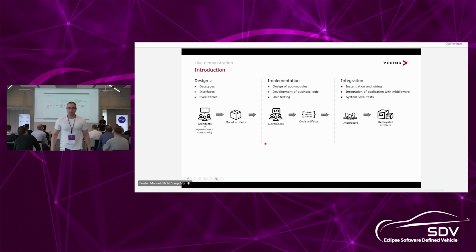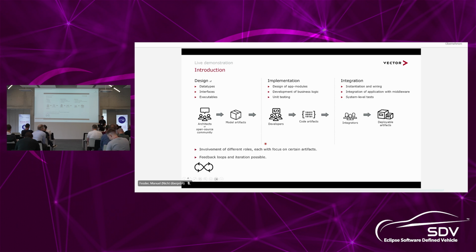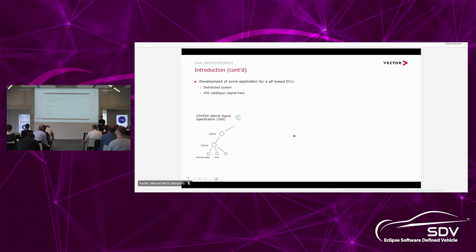That means instantiation of modules, wire them among each other, and then finally build them, deployable units, which allow then system level testing. In the demo, for sure, this will be just straightforward, but in reality, it's quite clear. We have seen the V model. There is always back and forth. You have feedback loops and iterations. Now, let me introduce you to the demo.